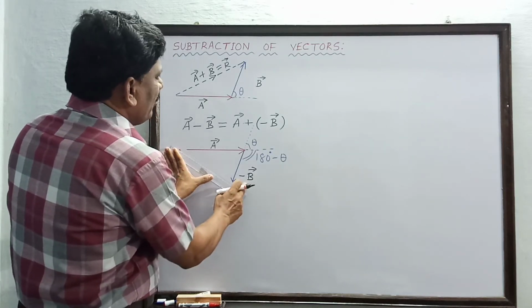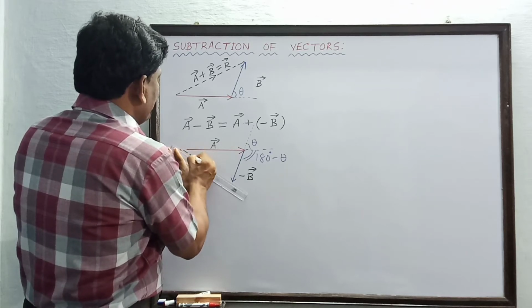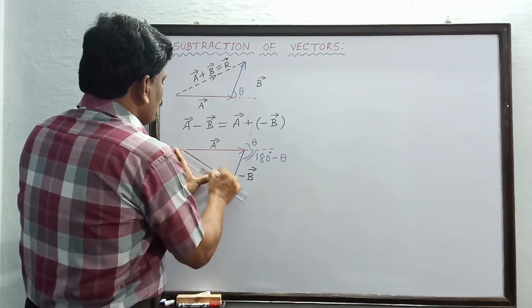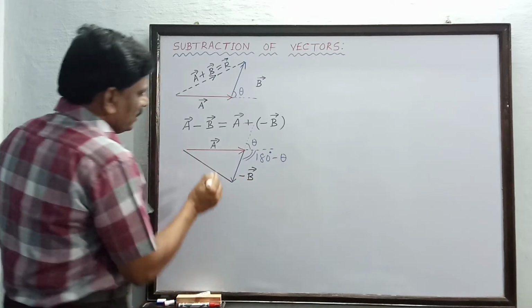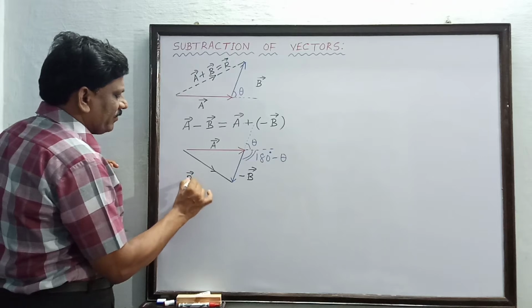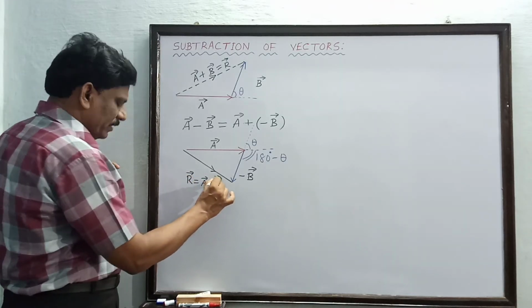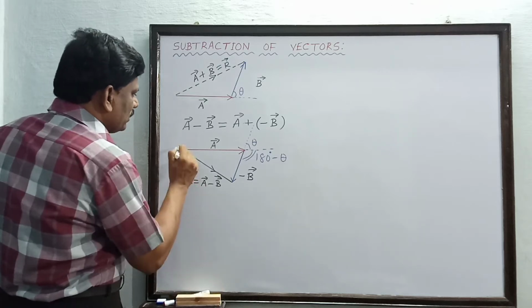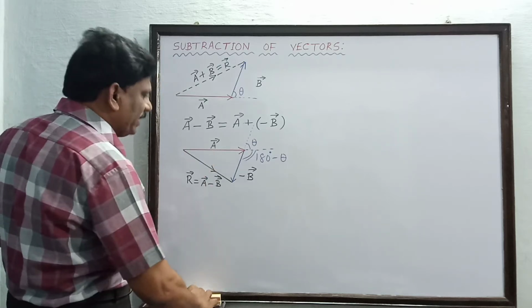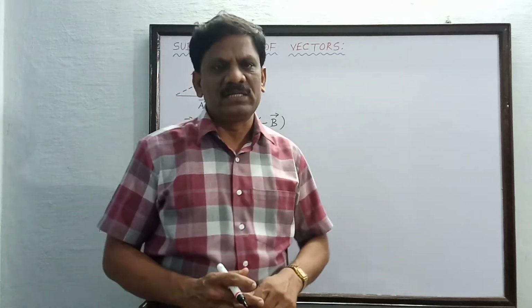Now I am going to join the head of minus b and the tail of a. Okay, so I am going to join this. So when I join this, this will be equal to the resultant vector. Here the resultant vector is equal to vector a minus vector b. Understand? So this is how by geometrical method we are able to see the subtraction of two vectors.